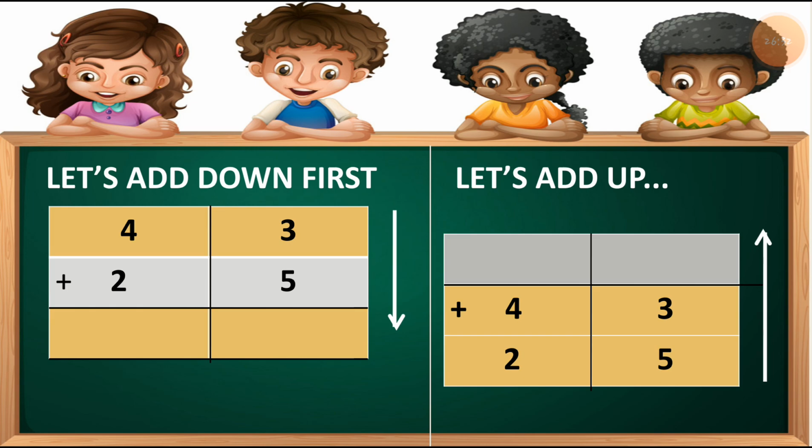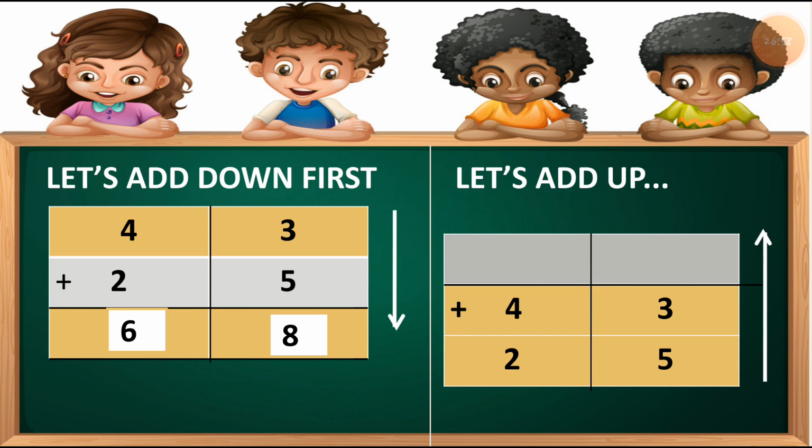Now the next one, which is 43 plus 25. In this the ones column is 3 and 5. So the total of this column is 3 plus 5, which is equal to 8. Now let's move to the tens column, which is 4 plus 2. So 4 plus 2 is equal to 6. So here we get the answer 68.